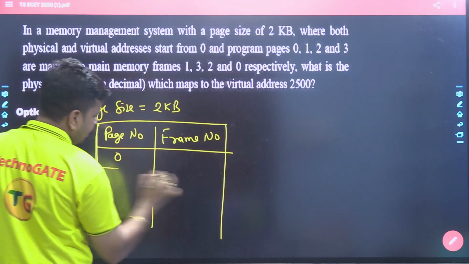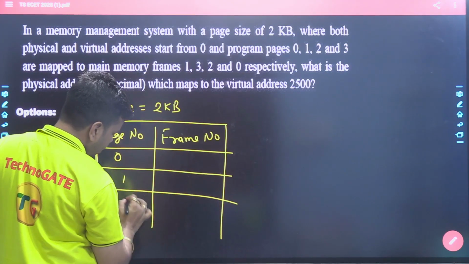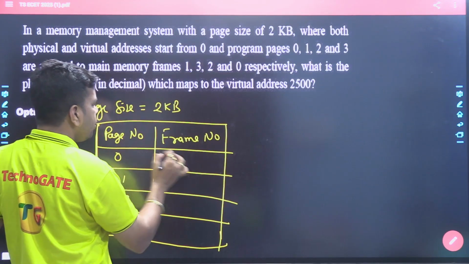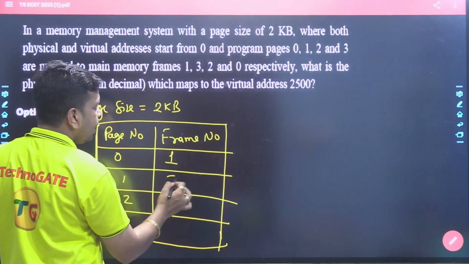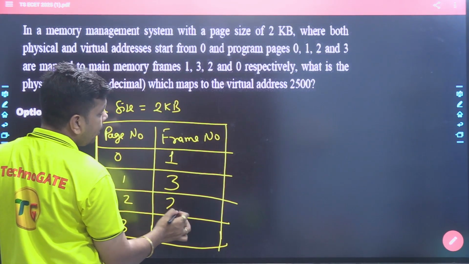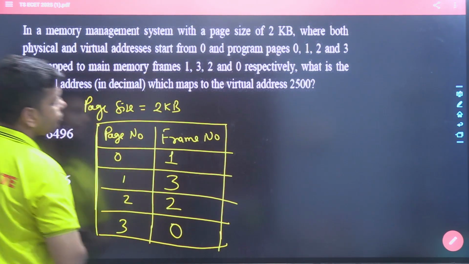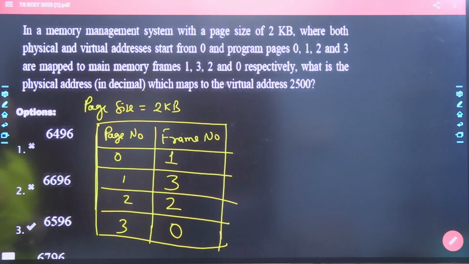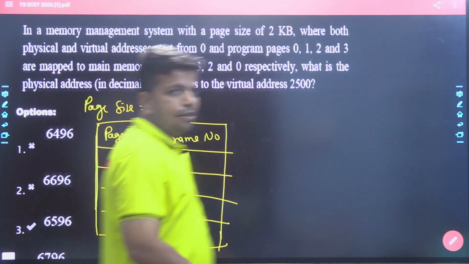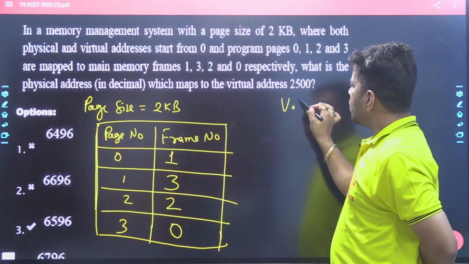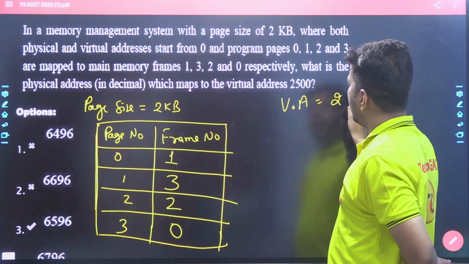So page number is 0, 1, 2, 3. Page number 0 is available in frame number 1, page number 1 is available in frame number 2, page number 2 is available in frame number 2, page number 3 is available in frame number 0. What is the physical address which maps the virtual address 2500? Your virtual address, or logical address, is 2500.